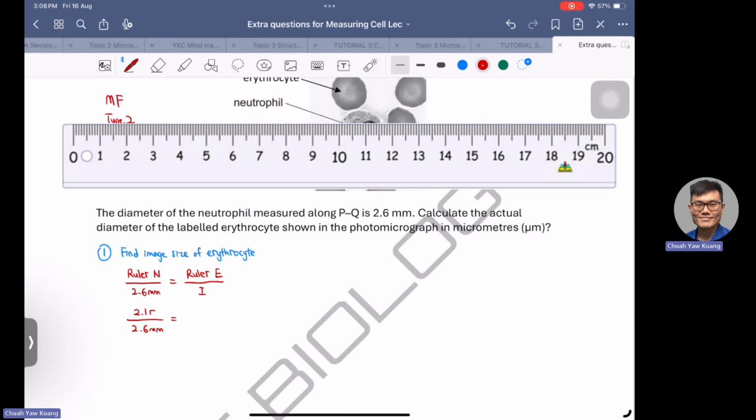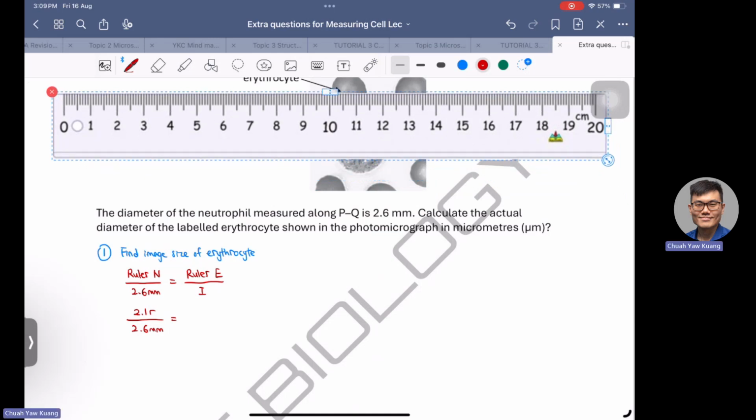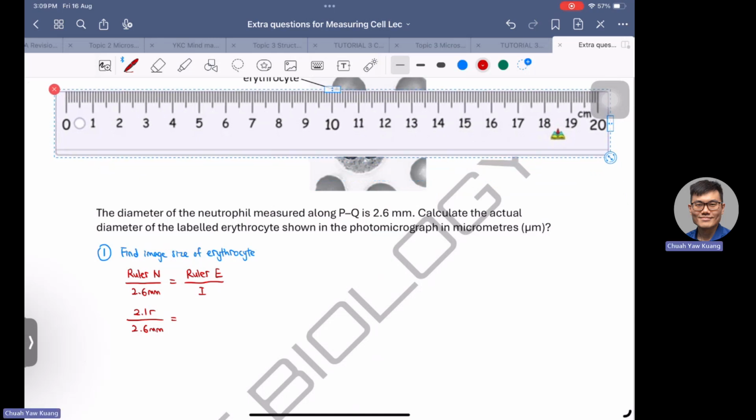And then when I use my ruler to measure the electrocyte, I can see that it is 1.3 cm. Yeah, from my physical ruler, when I measure on my screen, it is actually 1.3 cm. So for the electrocyte, I don't put the cm, to prevent the confusion. I've just put 1.3 R. So the image size is what we want to find.